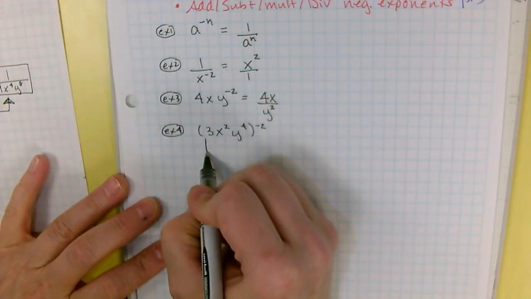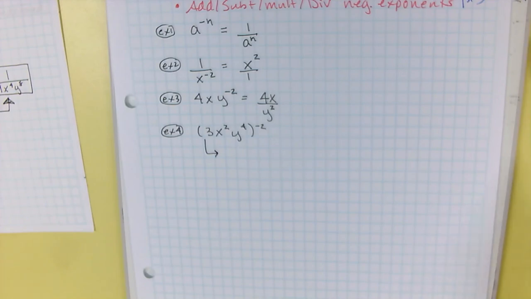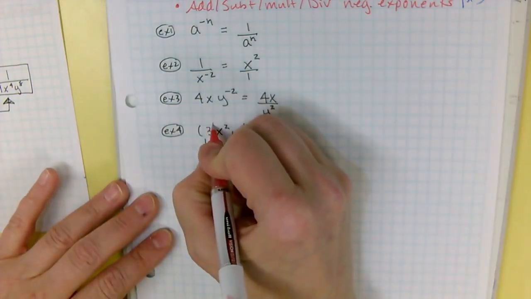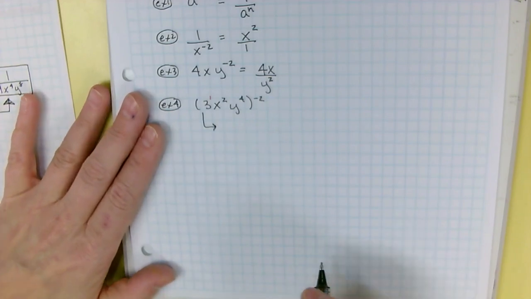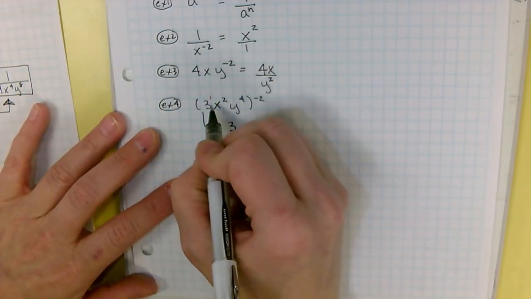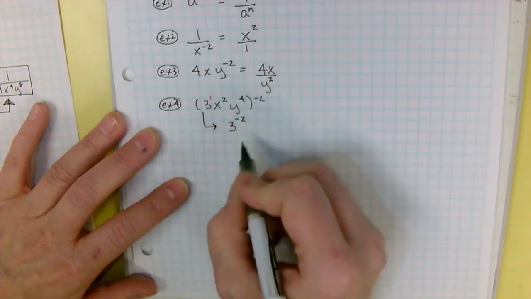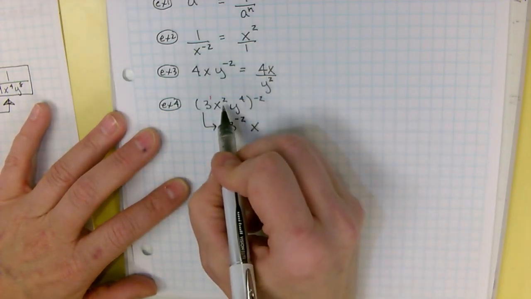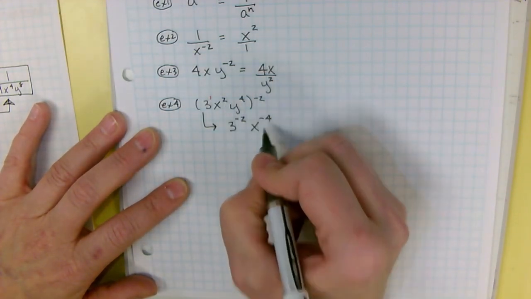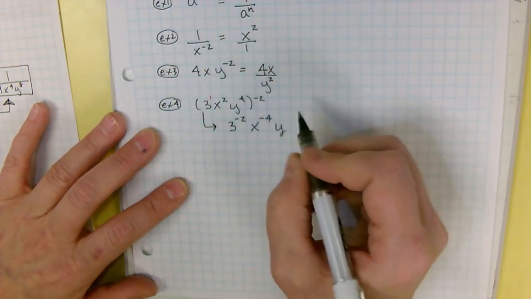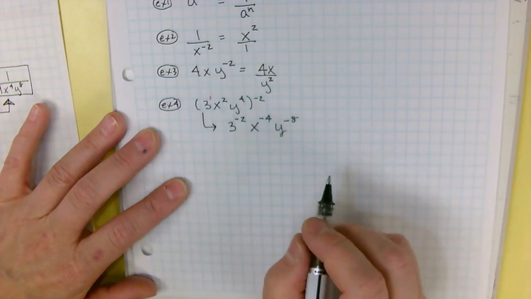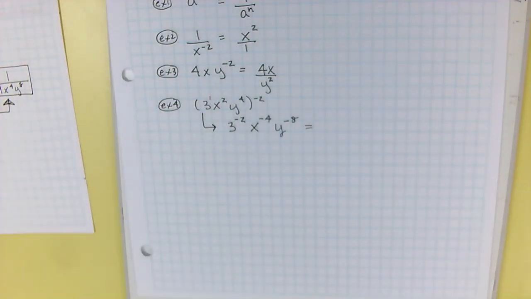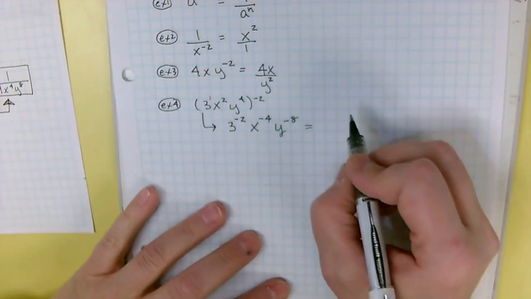Most people prefer to do the math first. So 3 is to the power of 1. Power to a power rule, keep the base, multiply the exponents. So 3 to the 1 times negative 2, which is negative 2. X to the 2 times negative 2, which is negative 4. Y to the 4 times negative 2, which is negative 8. So they get rid of the exponent, and then they move everything.